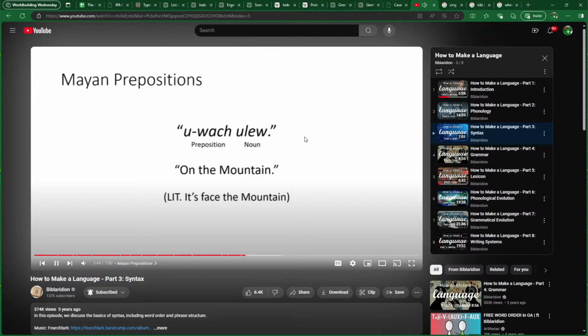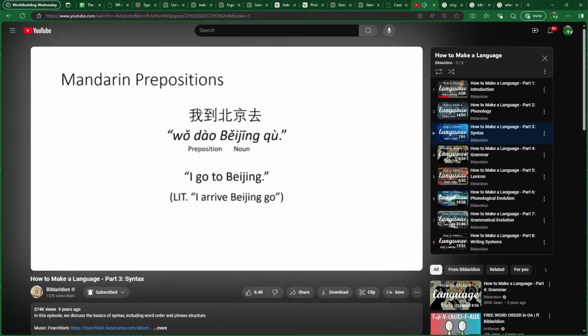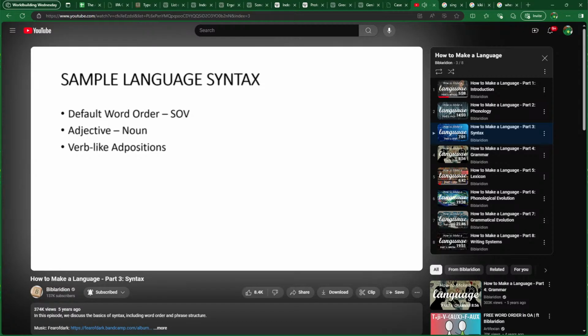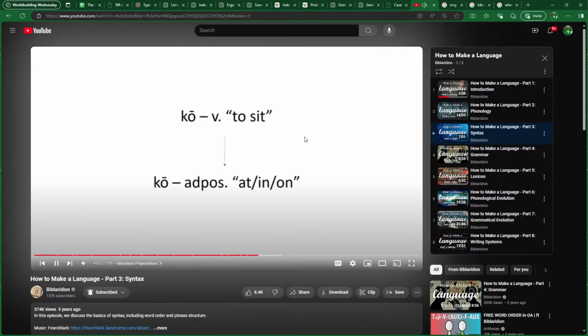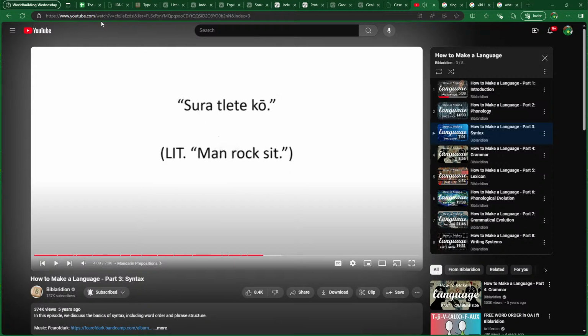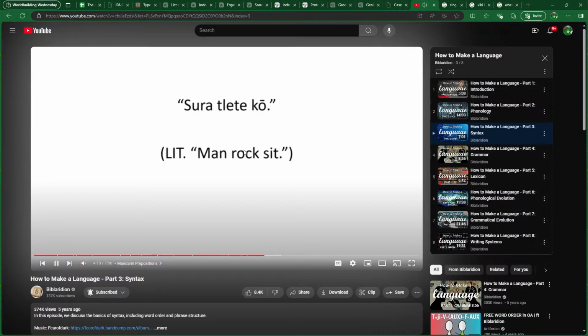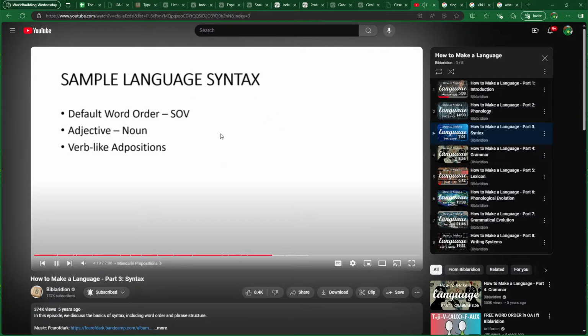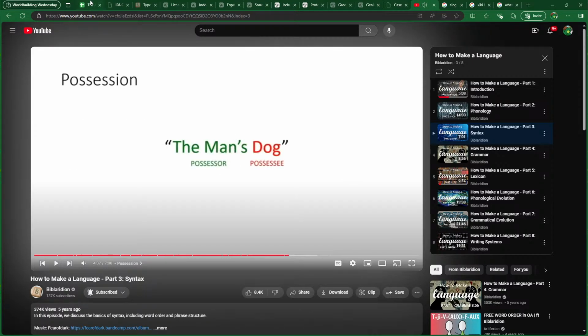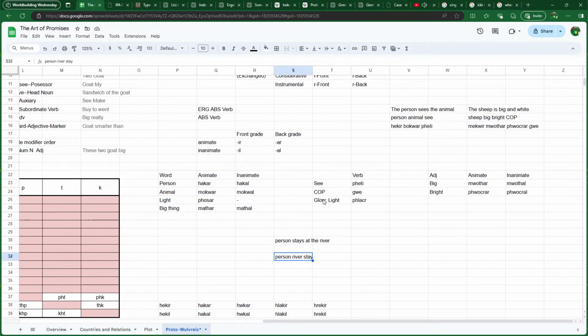Adpositions are transparently related to nouns. In others, adpositions can be seen to relate to verbs. For our language, a verb like to sit could be used to mean that a subject is stationary and located at or near the object. So a phrase like the rock sits could over time take on the interpretation of the man is at or on the rock. And since in this language the verb always comes last and our adpositions derive from verbs, this means our adpositions will follow the noun. Lastly, let's talk about possession.